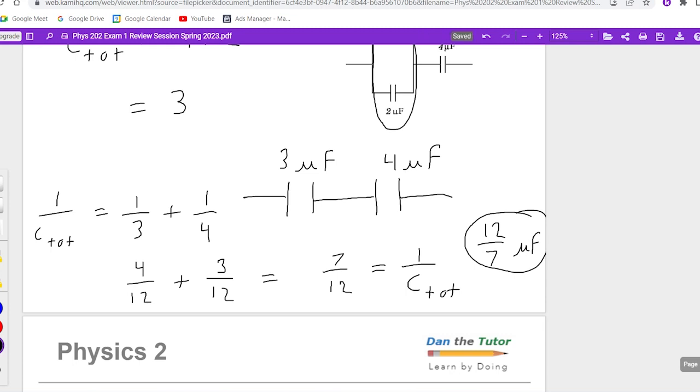And I know I can convert that to a decimal. I really don't care. Any questions? I have a quick question. Yep. So whenever the question's asking for equivalent capacitance, it's just asking for the total capacitance? That's right. Okay, thank you.